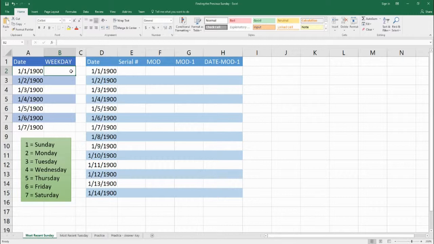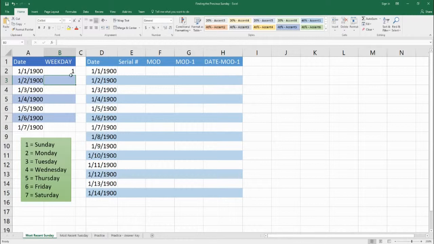Okay, so right now off the top of your head, unless you have a 1900s calendar, you don't know what day it is. So we're going to type in the function WEEKDAY, and we're going to input the serial number of January 1st, 1900. Okay, and we're just going to use the basic return type, and we get a 1. So what happens is that 1 means it's a Sunday. So January 1st, 1900 is a Sunday.